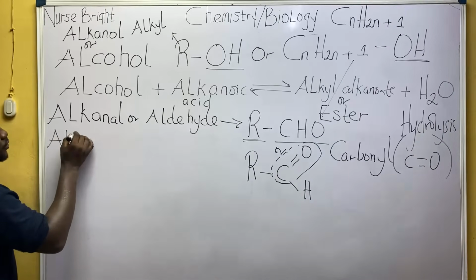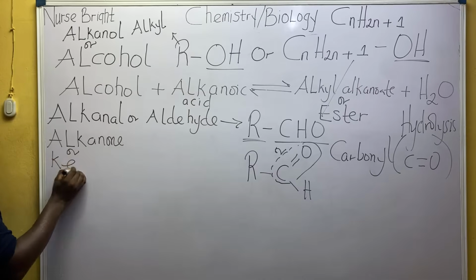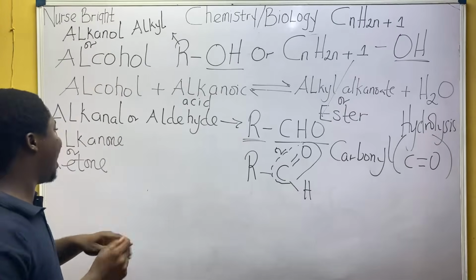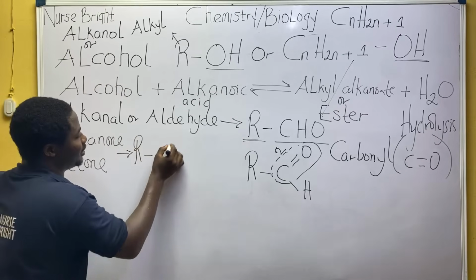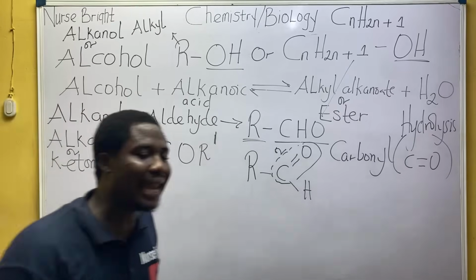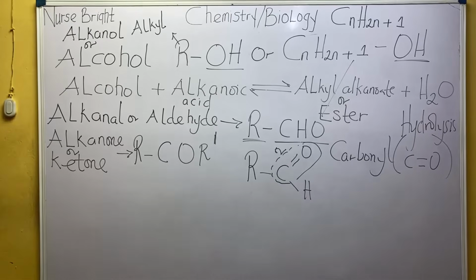Other families of homologous series include the alkanones. As a student, you should know that alkanones are also called ketones, and their own is what? R bond CO R prime. Alkanones are also regarded to be called what? The ketones. Guys, all these things are essential. You have to note them for your exam.